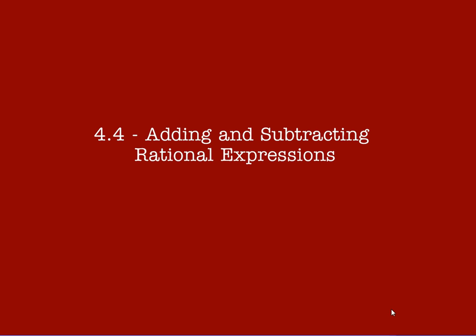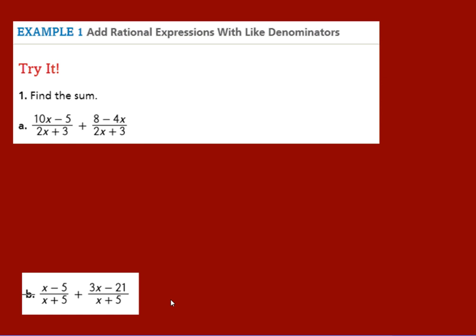You'll be on page 104 in your student companion, I believe. Look for Section 4.4, Example 1. Try it, and it should look like this: (10x minus 5) over (2x plus 3) plus (8 minus 4x) over (2x plus 3).